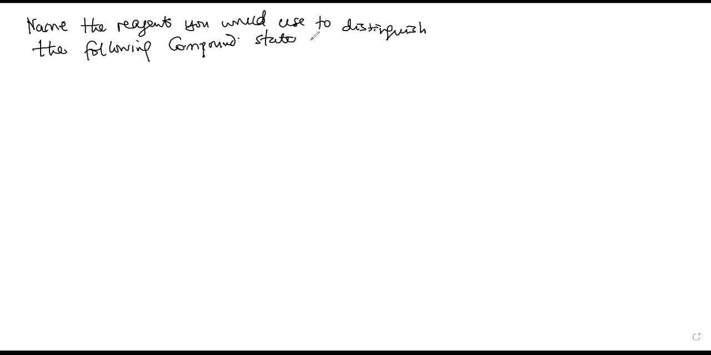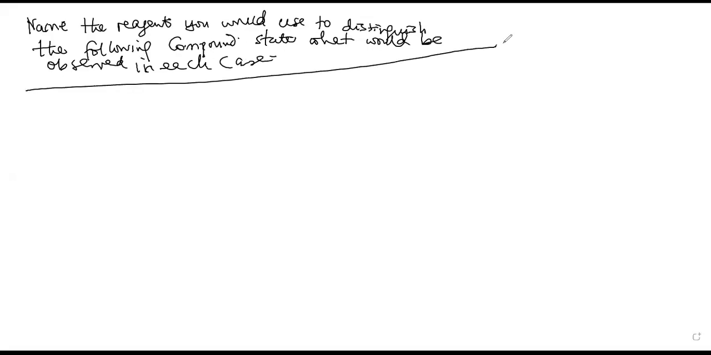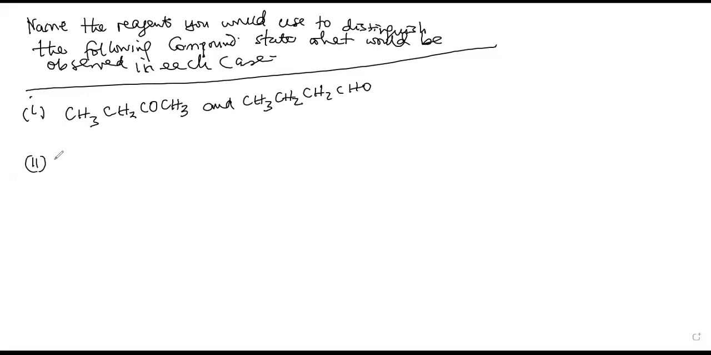State what would be observed in each case, of course, if the reagent is treated with the compounds. So the first one is CH3, CH2, CO, CH3, and CH3, CH2, CH2, CHO.